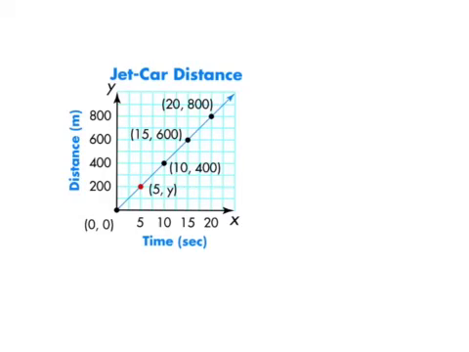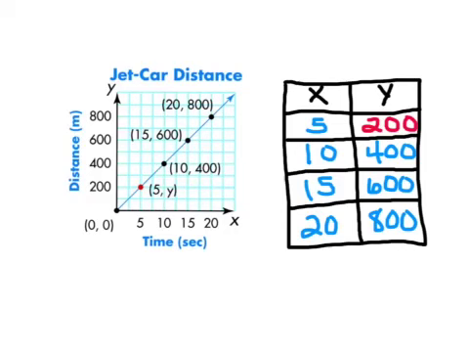Here's a graph showing how far and how quickly a jet car can travel. I've got one point right here that I don't have a y value for. I know that I've come over 5, but how far did I go up? This is my 0 point. How far did I go up? If you said 200 meters, you are correct. And on the right here, I do have the data table all set with my x values and my y values, or my x coordinate and my y coordinate.